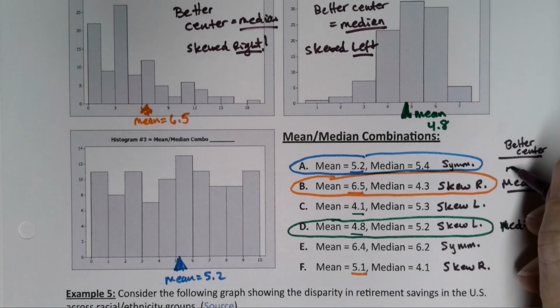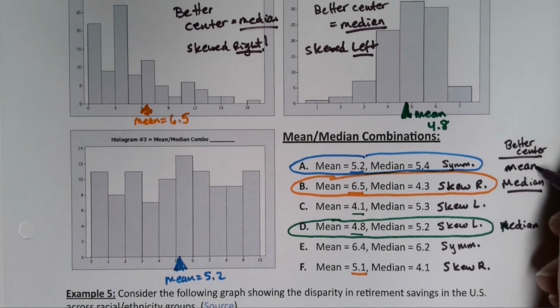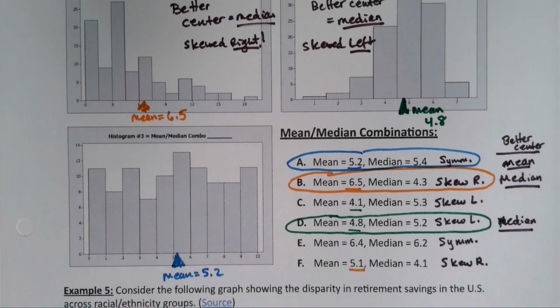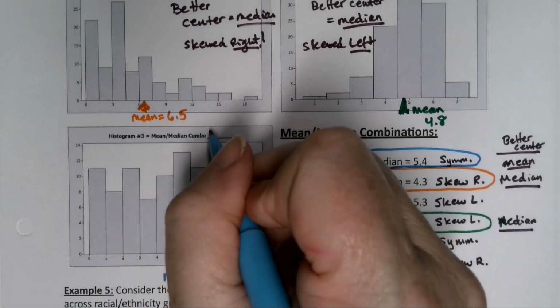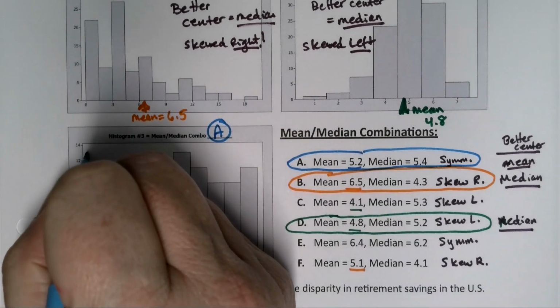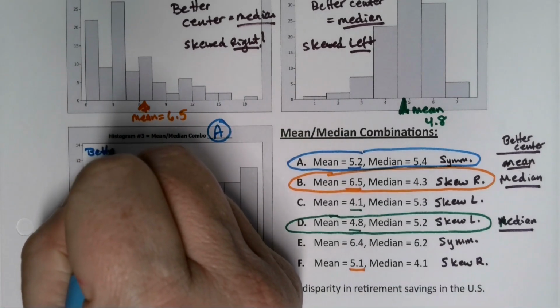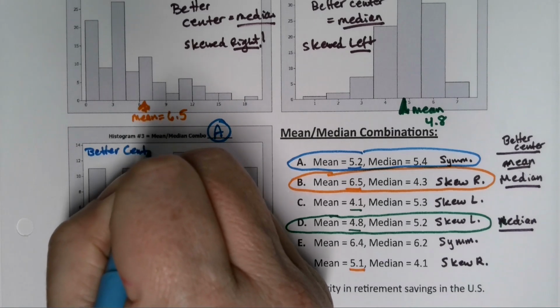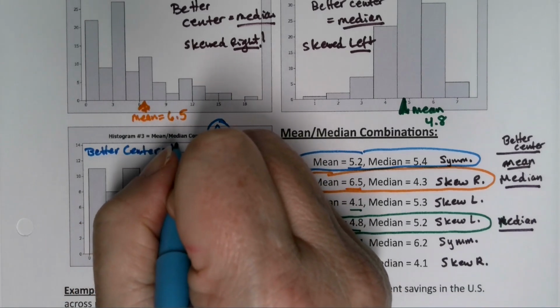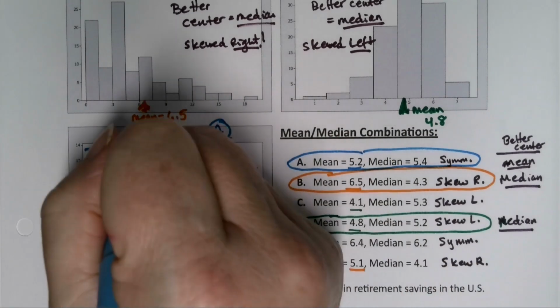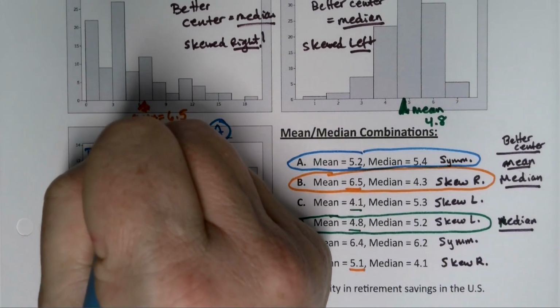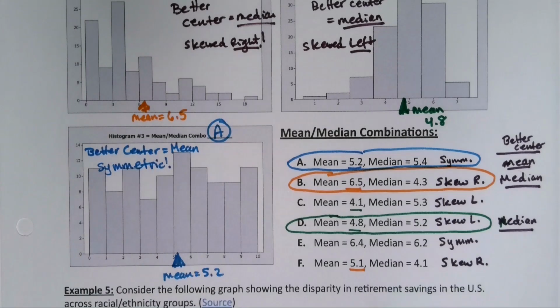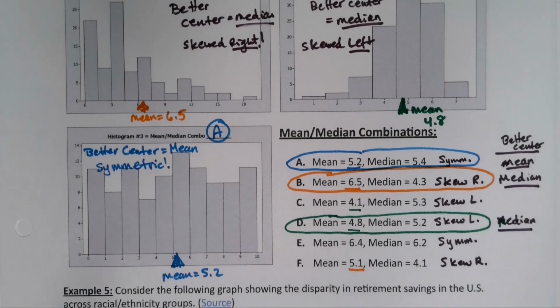It's the mean. Because the data are symmetric, the mean is the better measure of center. So this one's letter A. The better measure of center is the mean, and because it's symmetric. Whenever our graphs are symmetric, we prefer the mean.